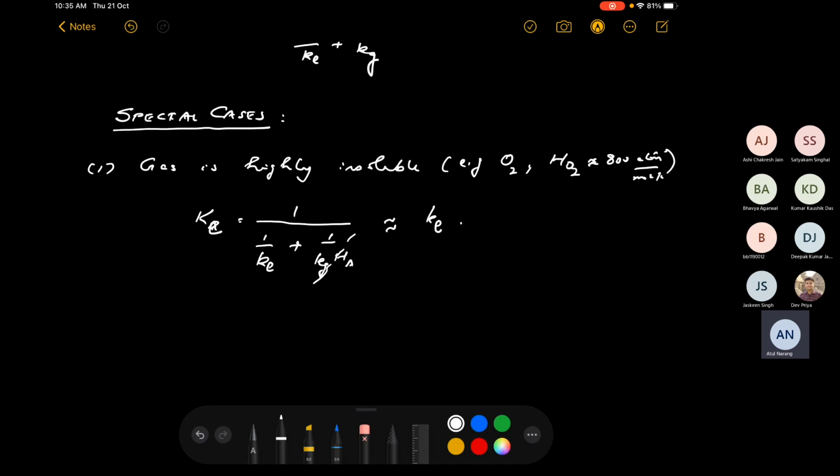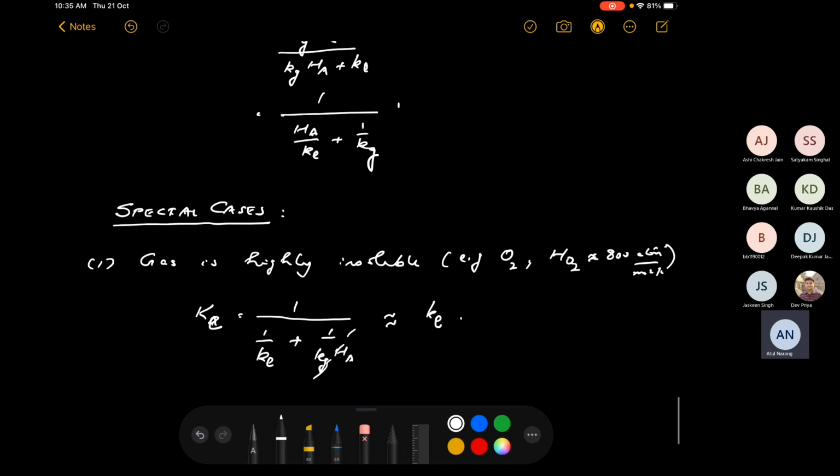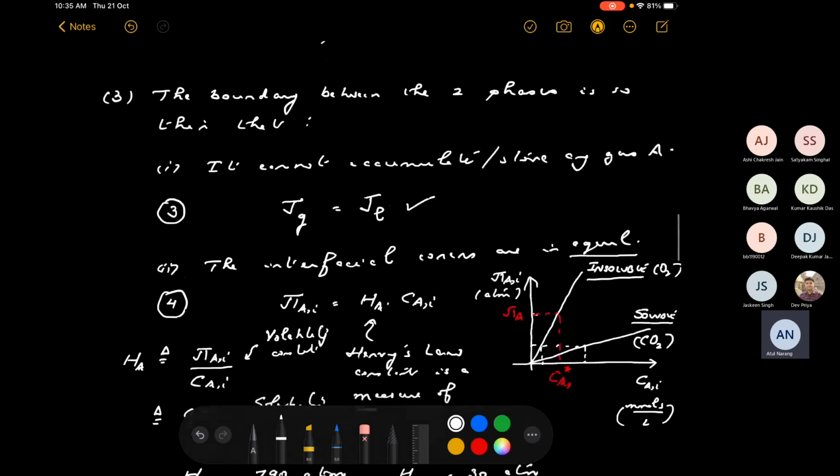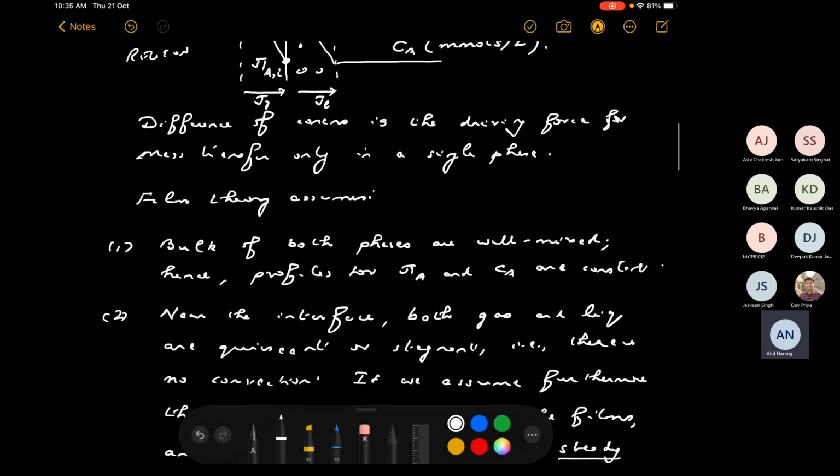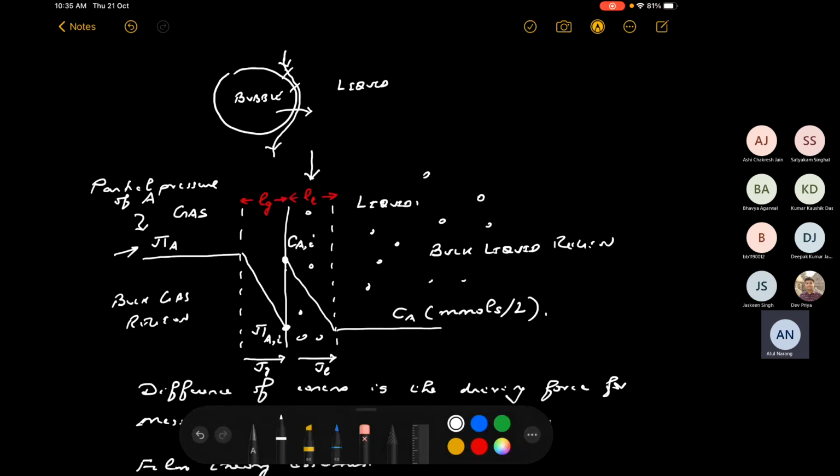Basically, what we are saying here is that if the gas is extremely insoluble, then going back to this picture over here, which I gave at the beginning of the class, all of the resistance is actually over here, and the resistance over here is negligibly small, right? So the gas is insoluble. Most of the resistance resides. So right now we are accounting for both films. But if the gas is highly insoluble, then we need not even worry about the inner film. We need only worry about the outer film.